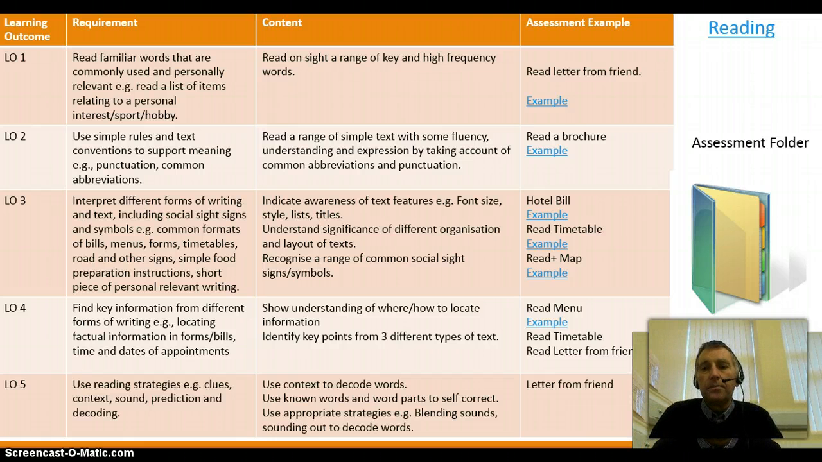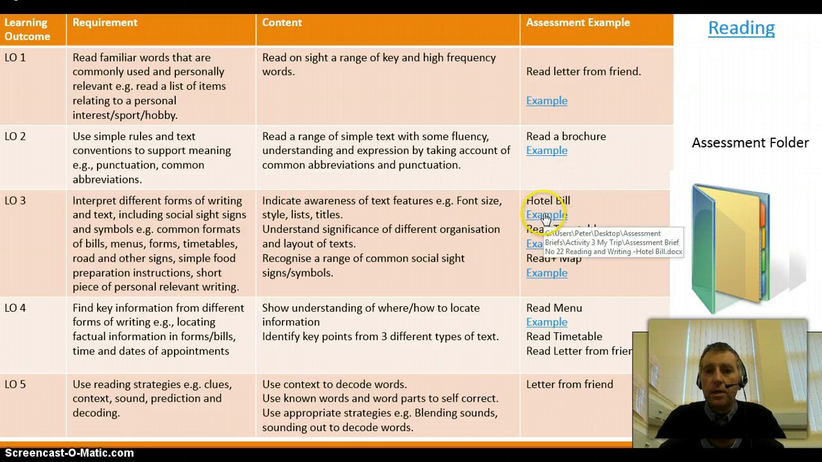So the reading assessment activities, you'll ask the student to read a letter from a friend, read the brochure, read a hotel bill, read a timetable, read a map, and read a menu. Look at one example here. So we'll look at reading a hotel bill.